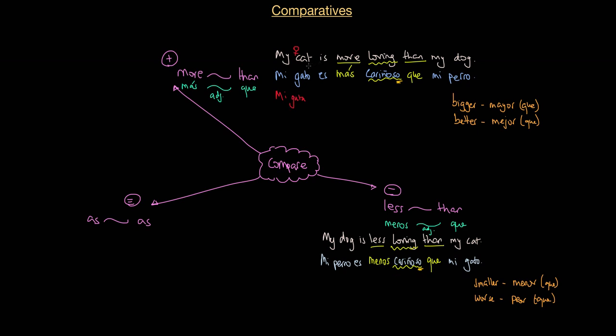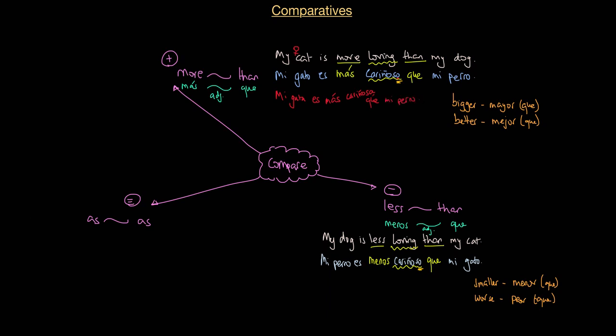So I want to say that my cat, which is female, is more loving than my dog. In that case, I'll say mi gata es, that stays the same, más, that stays the same, the que stays the same, but when I come to cariñoso, it has got the masculine ending, with the O. Now, because this is mi gata and it's female, I need to use cariñosa, the feminine ending. So, más cariñosa que mi perro.